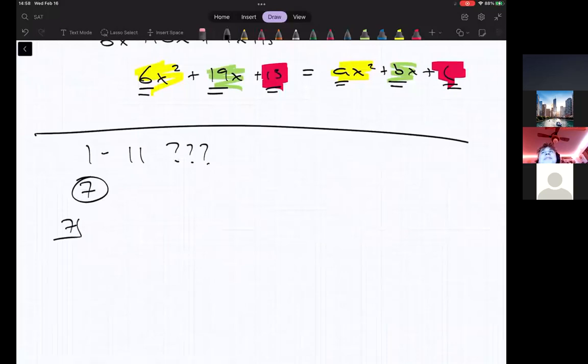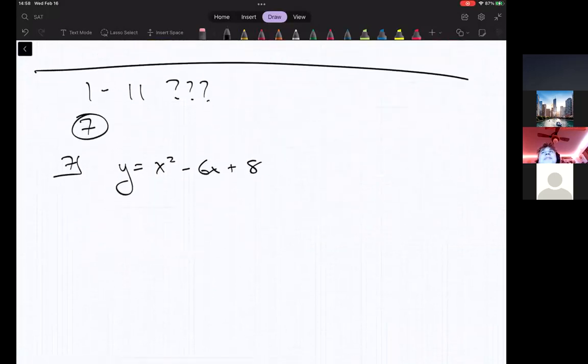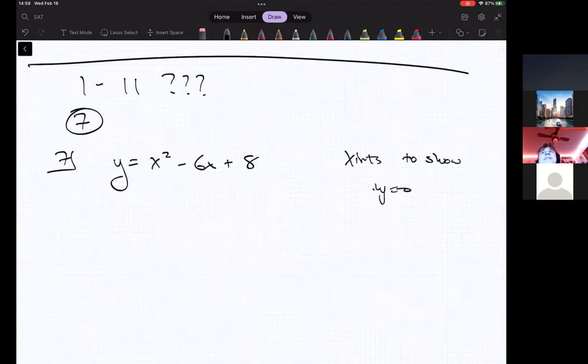Number 7. Let me write down this equation: y equals x squared minus 6x plus 8. The equation above represents a parabola in the xy plane. Which of the following equivalent forms of the equation displays the x-intercepts of the parabola as constants or coefficients? If I'm going to try to figure this one out, I want to find a way of getting the x-intercepts to show up. X-intercepts are always when y is equal to 0.